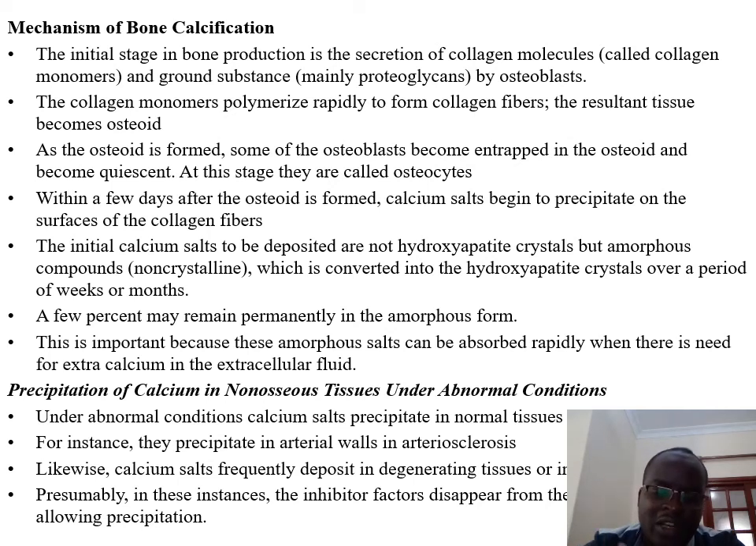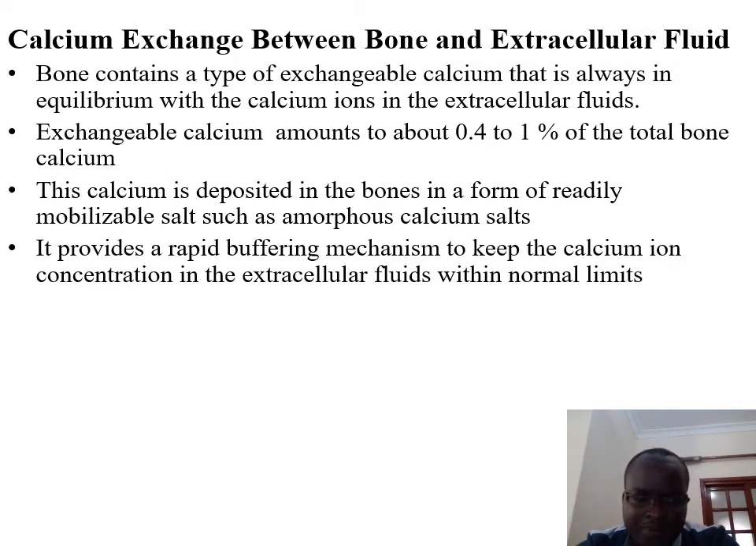So if you have hardening of the arterial walls, then you can have precipitation of minerals there that will result into bone formation. Likewise, calcium salts frequently deposit in degenerating tissue or in old blood clots. So in old blood clots, you can have deposition of minerals there that will now start producing a bone within the clots. So in most cases, it's because the inhibitor factor will disappear from the tissue, thereby allowing precipitation to take place. So if the inhibitor, the pyrophosphate, is not there, precipitation will take place.